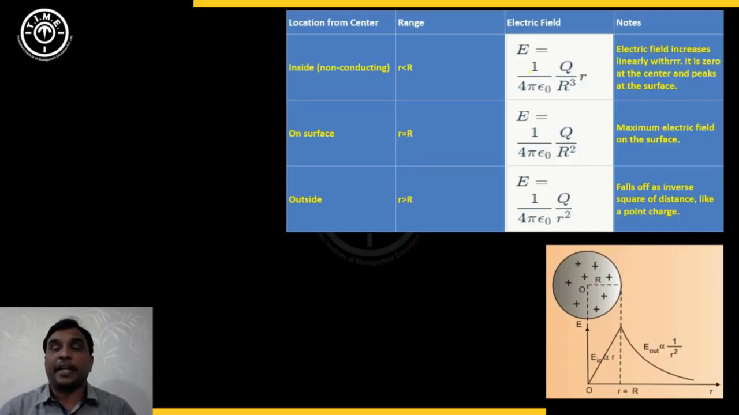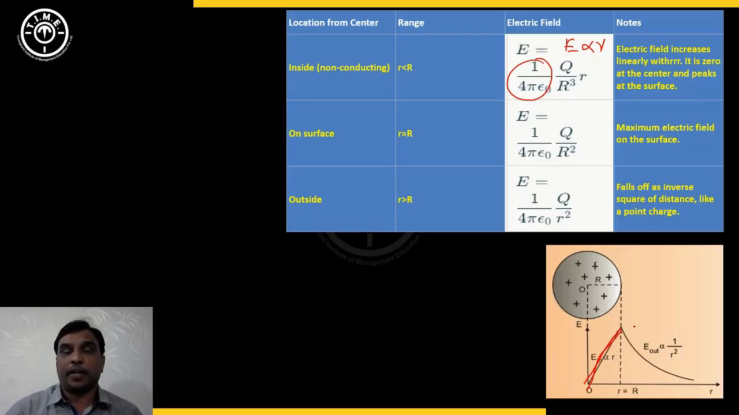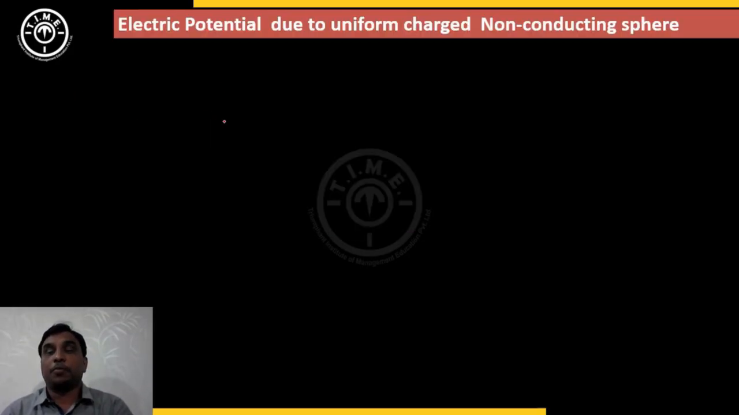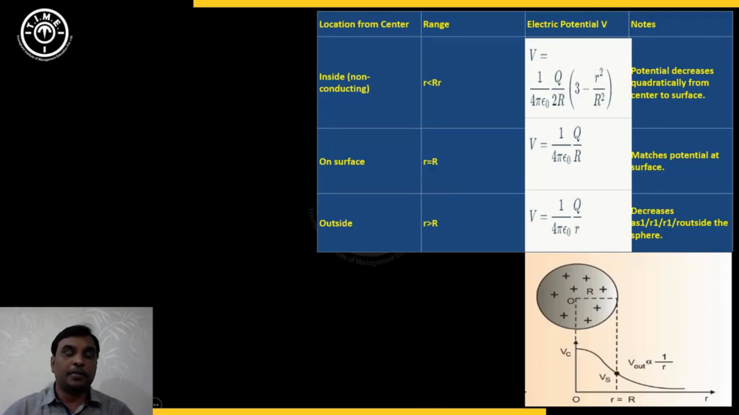Now the electric field at any point inside is k, this is the k value, Q small r by capital R cube. E is directly proportional to small r. That's why in the graph you get a straight line like this, with constant slope. And from the surface to any point outside, it is the same as the conducting sphere: E is proportional to 1 by r square outside the sphere.